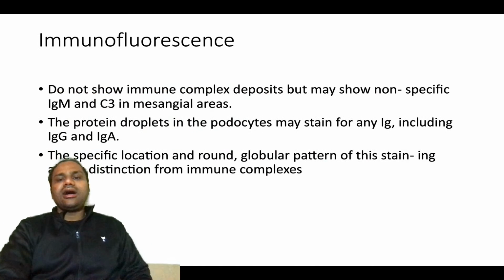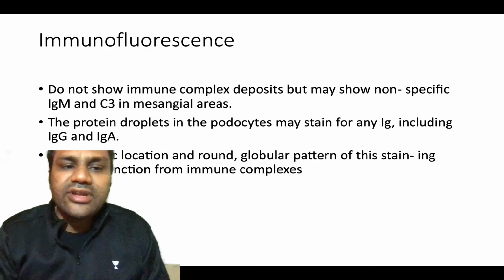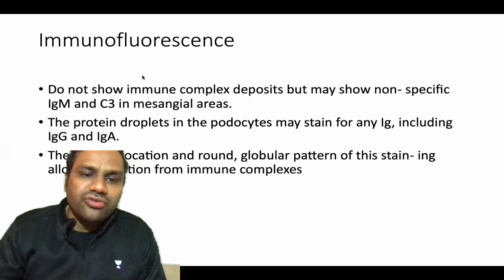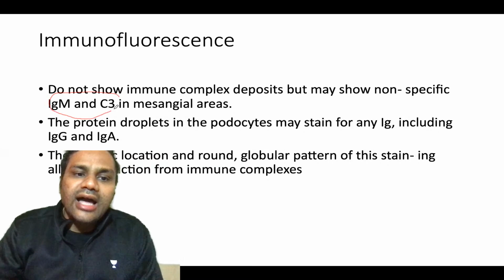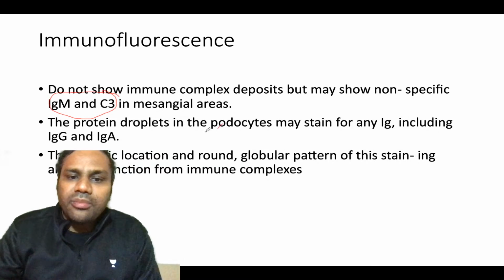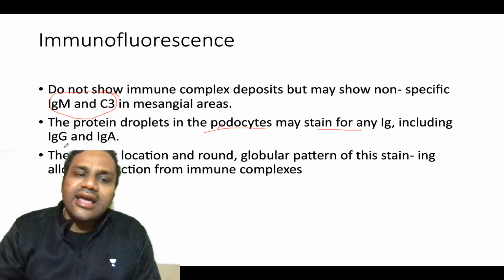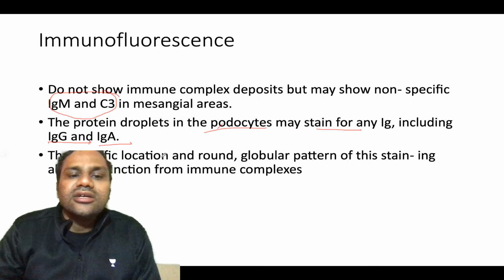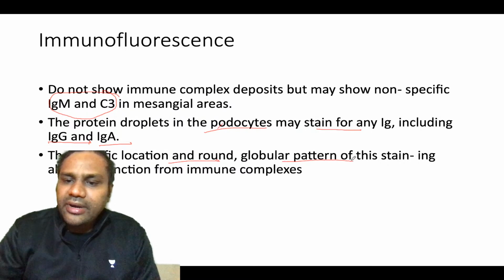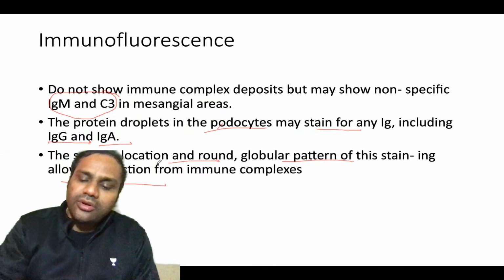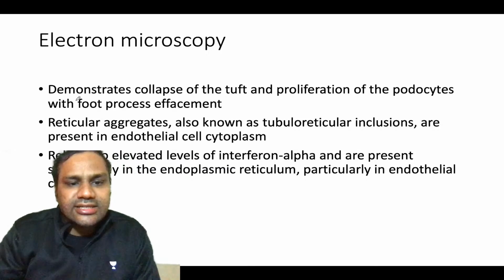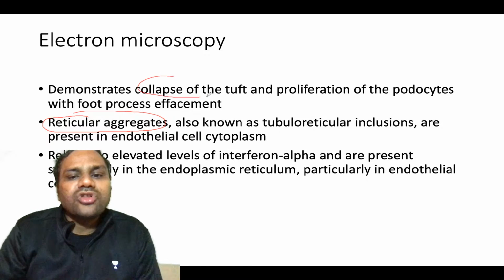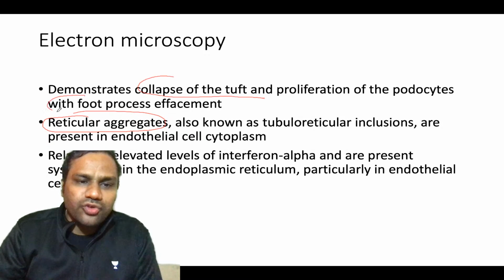Now, after the differential diagnosis, HIV nephropathy will obviously not show immune complex deposits, but may show non-specific IgG and C3. The protein droplets in the podocytes may stain for any immunoglobulin including IgG and IgA. The specific location and round globular pattern of this staining allows distinction from immune complexes. On electron microscopy, very important, is the reticular aggregate. There will be collapse of tufts and proliferation of podocytes with foot process effacement.